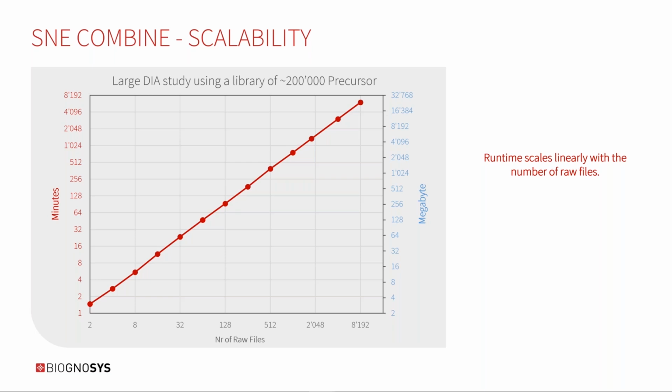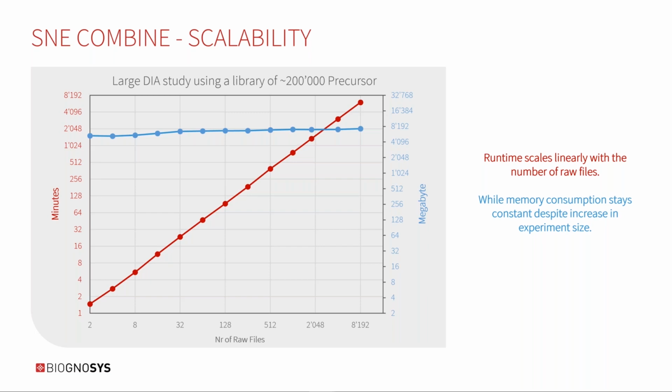But more interestingly is the memory consumption, which basically stayed pretty much flat over the entire size of the experiment. So you can see there's almost no difference between running 32 runs, combining them, compared to the whole 8,192 runs on a regular desktop PC. In this particular example, the maximum memory usage I had for the largest experiment was a bit over 7 GB of RAM.